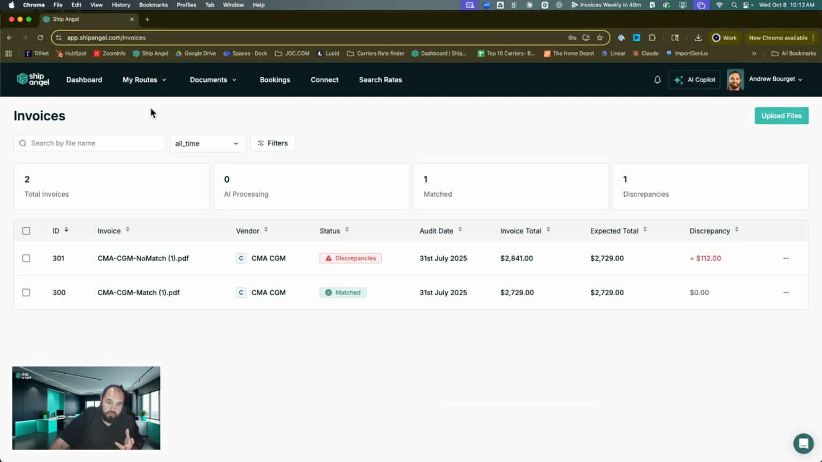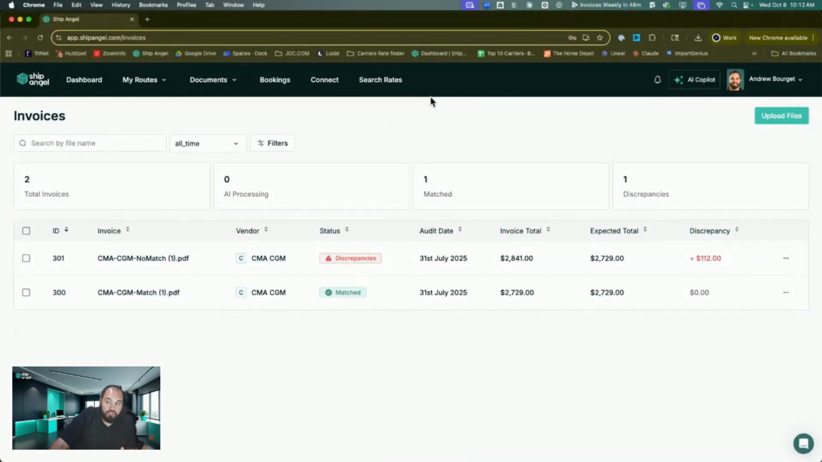All of these cool bells and whistles, your ability to search using artificial intelligence, your ability to audit invoices through AI, all of that is possible because of our ability to process all of the rates and put them into the ShipAngel platform utilizing our artificial intelligence machine. And so the core of our platform is the AI.